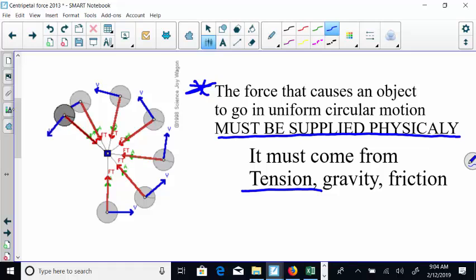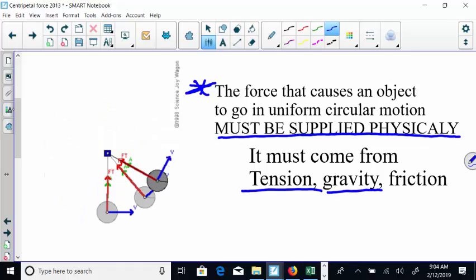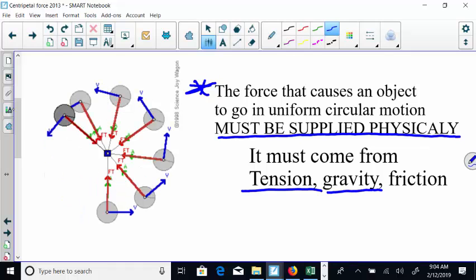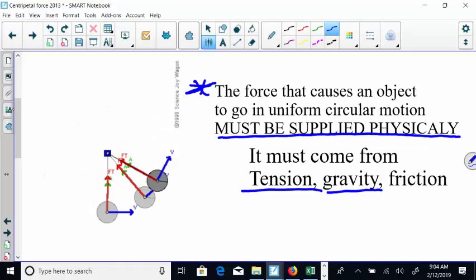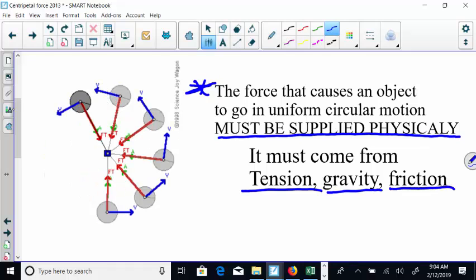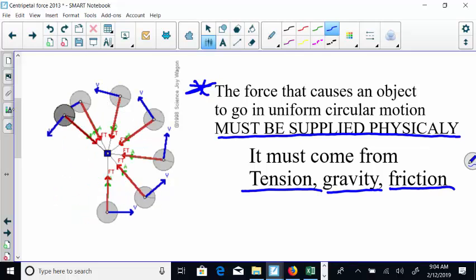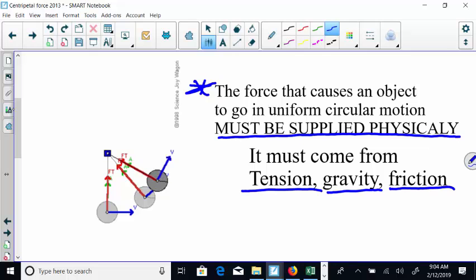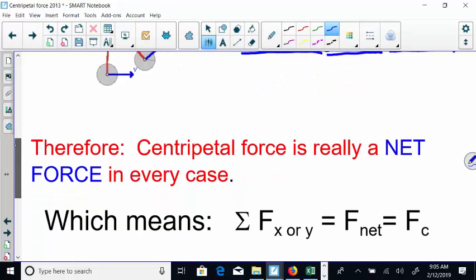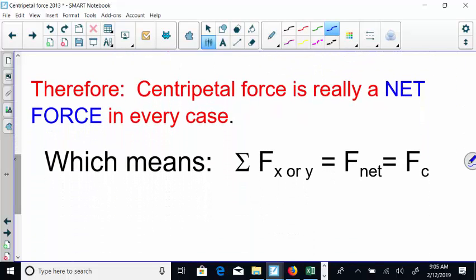Our Earth rotates around the sun because of the force due to gravity. And a car will go around a corner because of the force due to friction. So because of this, centripetal force is really a net force in every case.